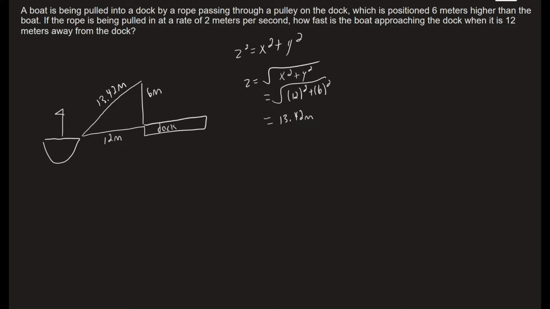Now in the question it says that the rope is being pulled in at a rate of 2 meters per second. So that would be this side length. So let's label them x, y, z. So dz over dt equals 2 meters per second. So what is the question asking? The question is asking how fast is the boat approaching the dock when it is 12 meters away from the dock? So that would be dx over dt. Also, we could assume dy over dt equals 0 because the pulley is fixed. So now let's set up Pythagoras.